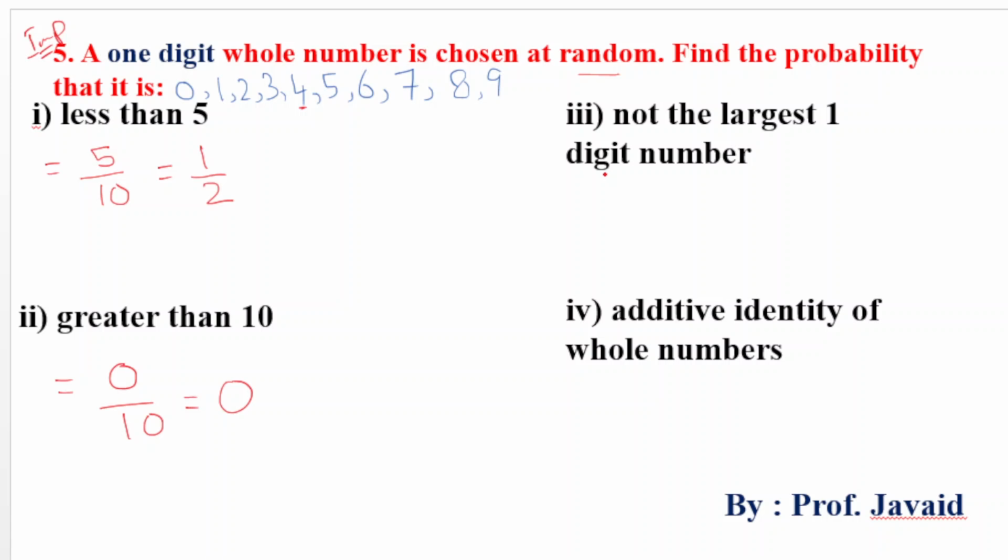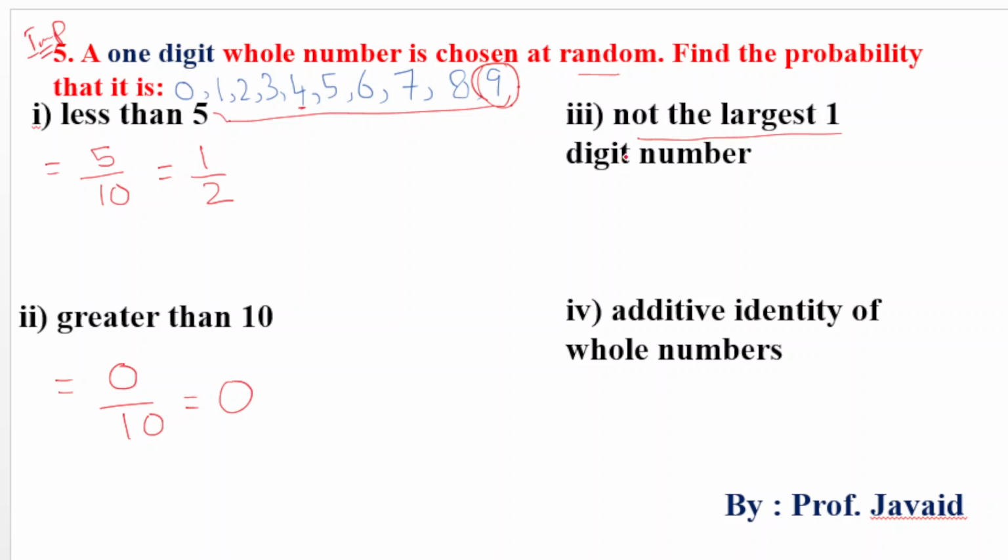Okay, not the largest one. You should think about not the largest one-digit number. Who is the largest one-digit number in this? See this very carefully. So obviously 9 is the largest one-digit number. Okay. So he's asking for not the largest one-digit number.